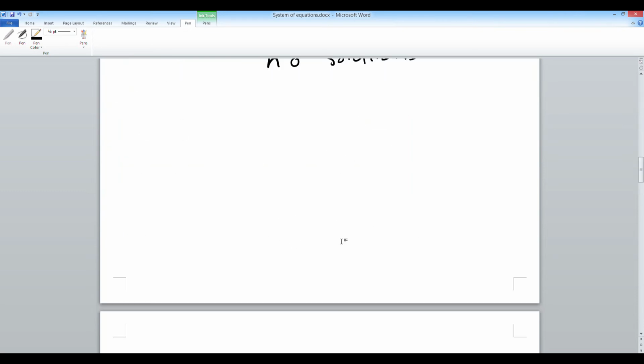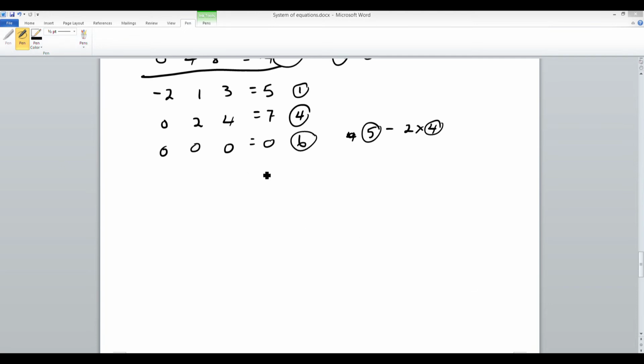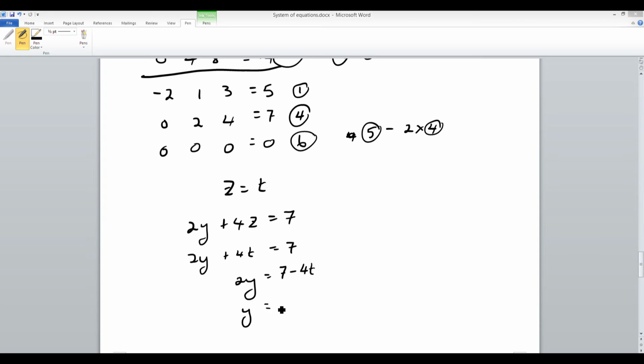So if I go back here to my final row, I'm going to say z is equal to t. So t can be any other variable because there are going to be infinitely many solutions. Now I'm going to go to row 4, and I know that 2y plus 4z is equal to 7. I'm going to replace z with t, so 2y plus 4t is equal to 7. Now I want to make y the subject. So 2y is equal to 7 minus 4t, and y is equal to (7 minus 4t) over 2.